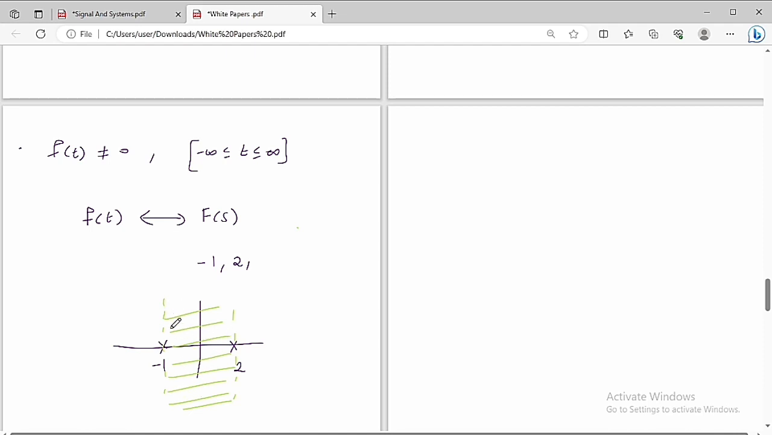There's some bonding. The ROC is bounded. It is a bounding between the poles. Rectangular strip also we can say. So these things always you have to keep in your mind.